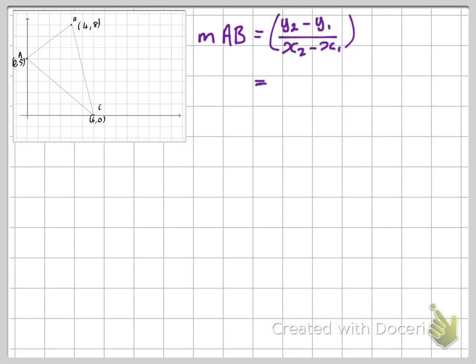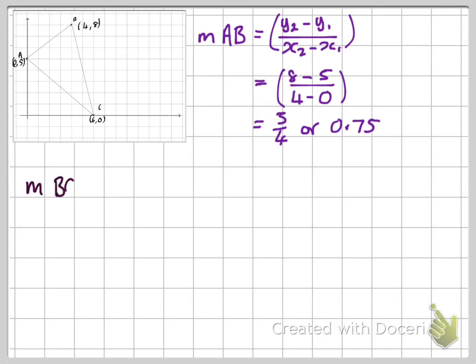Then we're looking at the gradients. Change in y over change in x. So the gradient of AB will be 8 minus 5 over 4 minus 0, which is 3/4. Work out the gradients of the other two. BC is a negative gradient, you go down 4 along 1. And the gradient of AC is negative 5/6.